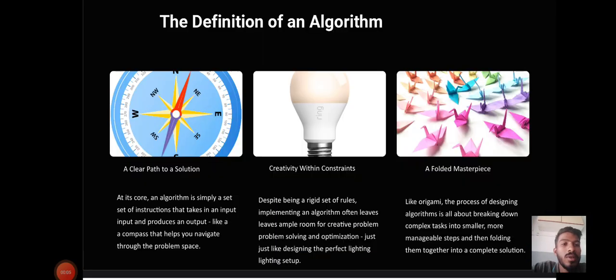Now I am here to explain the design and analysis of an algorithm. Definition of an algorithm. An algorithm is simply a set of instructions that takes an input and produces an output, like a compass that helps to navigate through problem solving.